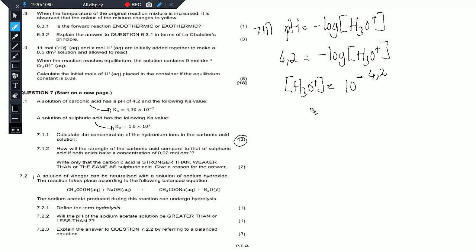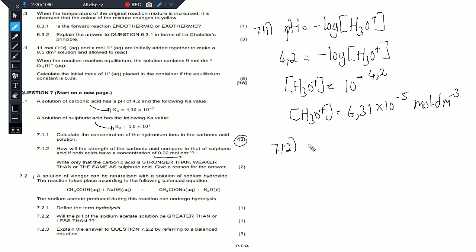And then when we punch that into our calculator, it is supposed to give us a concentration of H3O plus ion of 6.31 times 10 to the exponent of negative 5 mole per dm cube. Right. And then 7.1.2, they ask, how will the strength of the carbonic acid compare to that of sulfuric acid if both acids have a concentration of 0.02 mole per dm cube? Now write only that the carbonic acid is stronger than, weaker than, or the same as sulfuric acid. Give a reason for the answer.